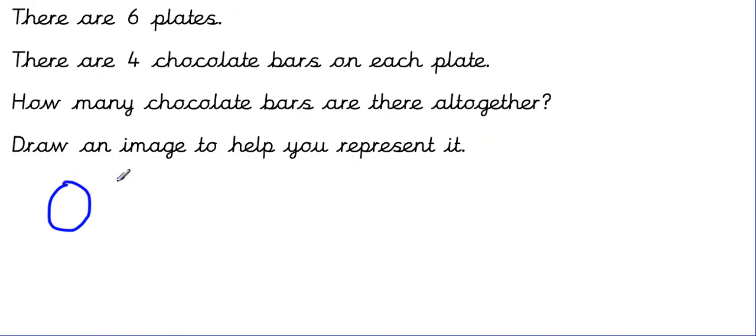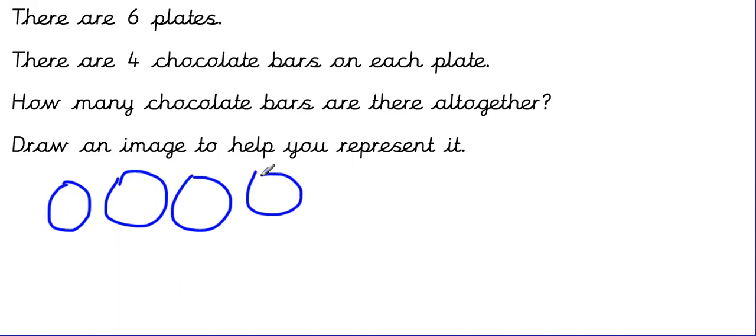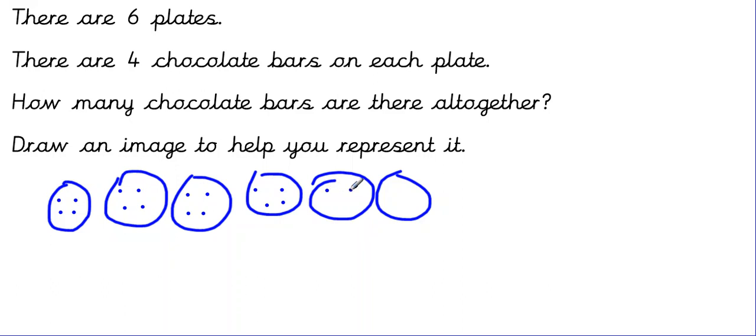1, 2, 3, 4, 5, and 6. Okay, so they are your groups. You've got 6 plates, so you've got 6 groups. There are 4 chocolate bars on each plate. So I'm going to dot 4 chocolate bars on each plate. Okay, so there's my image.